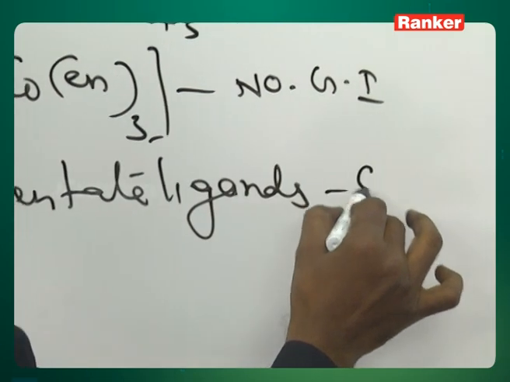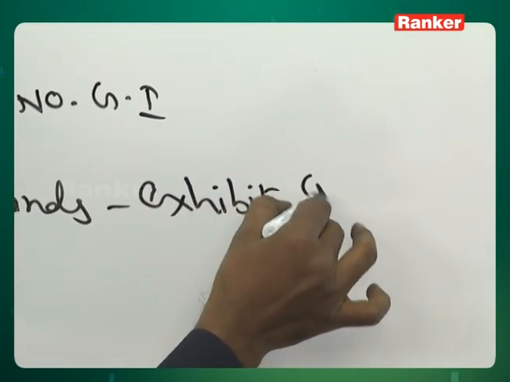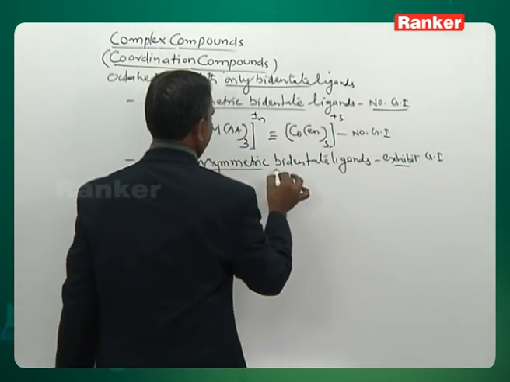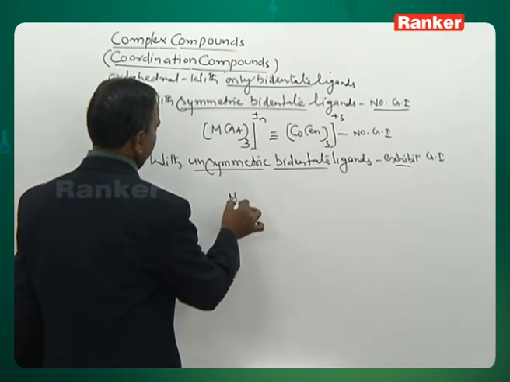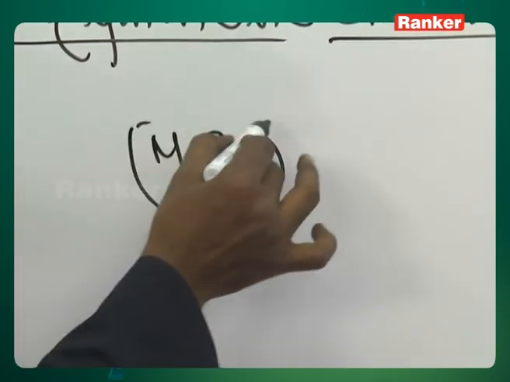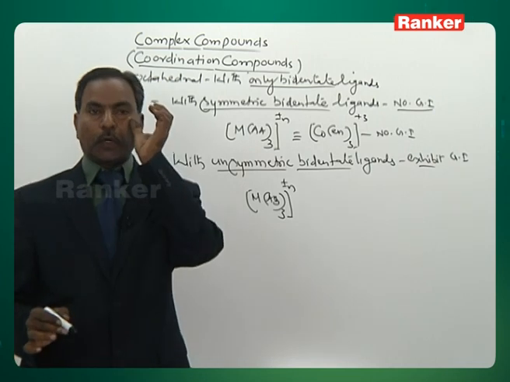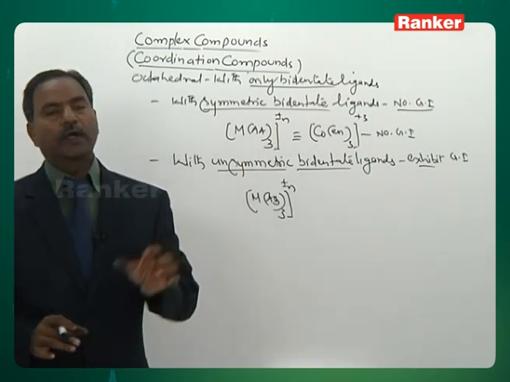Ligands exhibit geometrical isomerism with unsymmetric bidentate ligands. What example can you write here? AB taken thrice, M(AB)3. AB stands for two different bidentates, that is, a ligand carrying two different donor atoms.